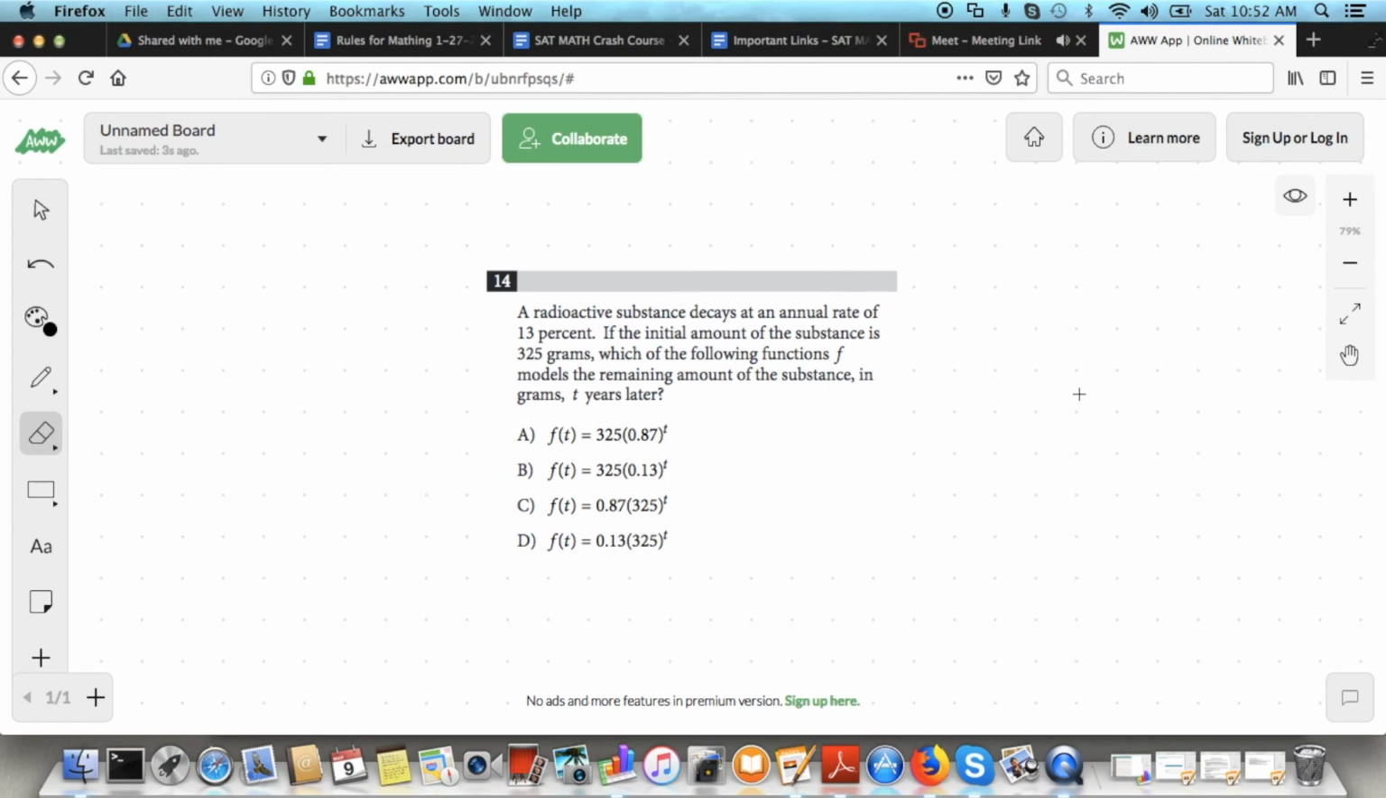A radioactive substance decays at an annual rate of 13%. If the initial amount of the substance is 325 grams, which of the following functions F models the remaining amount of the substance in grams T years later?